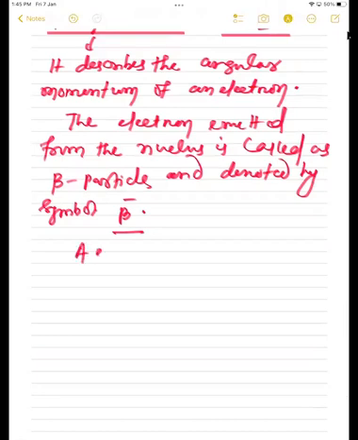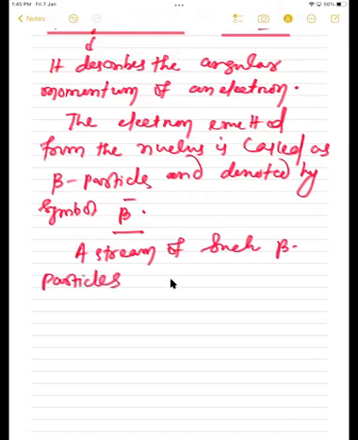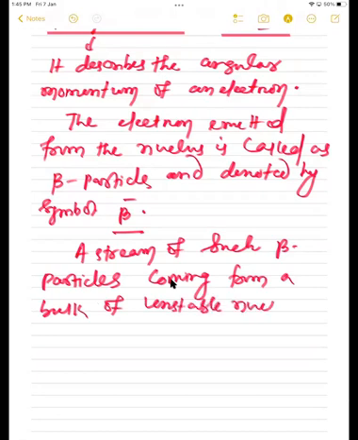A stream of such beta particles coming from a bulk of unstable nuclei is called beta ray. When many beams come together, what do we call it? It is called beta ray.